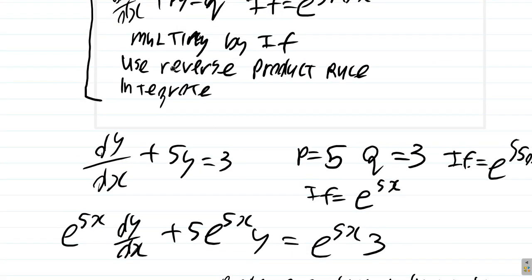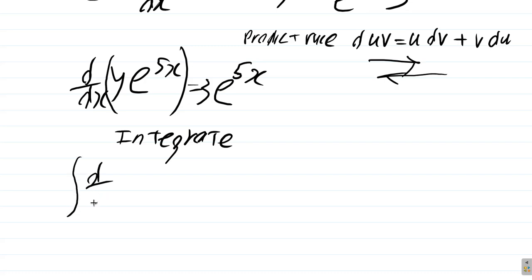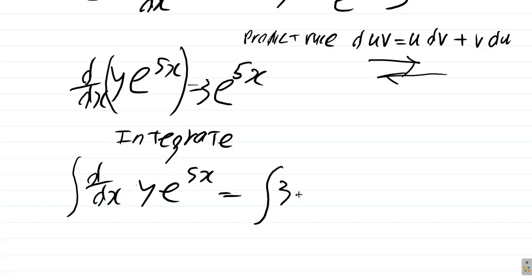Alright, so remember the next thing you do, integrate. When you integrate, the integral of the derivative with respect to x of y e to the 5x equals the integral of 3 e to the 5x.